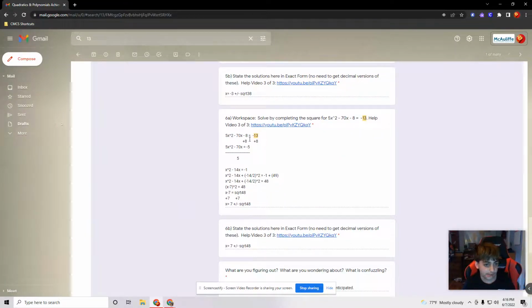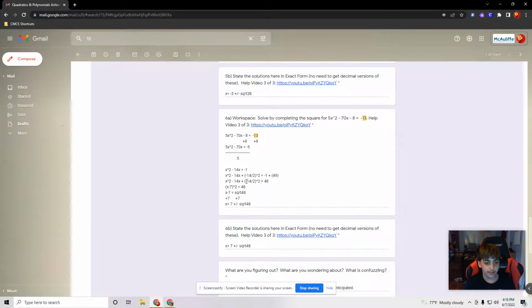I guess I'll do 6 just to show you guys again. So we had 5 in front this time. So I'm going to add 8 to both sides. Now these are all divisible by 5. This goes down to x squared. Negative 7 goes down to negative 14. Negative 5 goes down to negative 1. Then negative 14 divided by 2 squared, that's just 49, because negative 14 divided by 2 is negative 7, squared, that's just positive 49. So then we have negative 1, that's just 48.